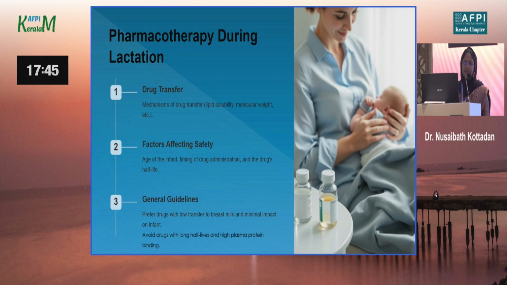The mechanism of drug transfer depends on the lipid solubility and molecular weight of the drug, etc. And the age of the infant, timing of the drug administration, and the drug's half-life also affect safety. During lactation, we prefer drugs with low transfer to breast milk and minimum impact on the infant. Avoid drugs with long half-life and high plasma protein binding.